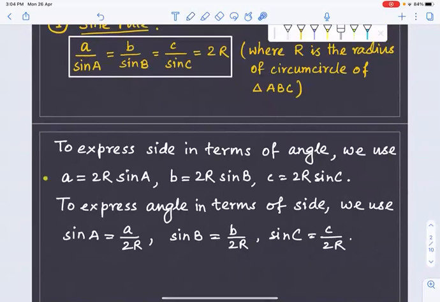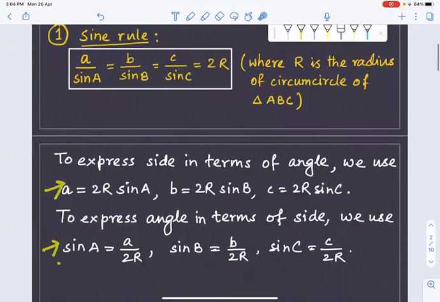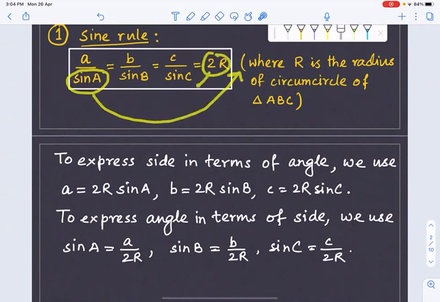Both the relations, this relation and this relation, both of them are coming from our sine rule. From here I can take sine capital A to the right hand side, and this 2R can be brought down here. Then we can say sine A is equal to a by 2R, and that's what I've written. Okay, so this is the working rule. For any question, we can use this type of relation from sine rule.